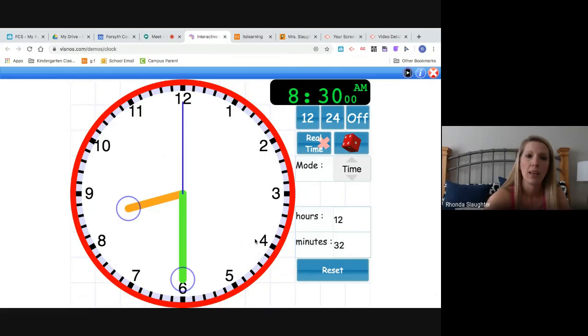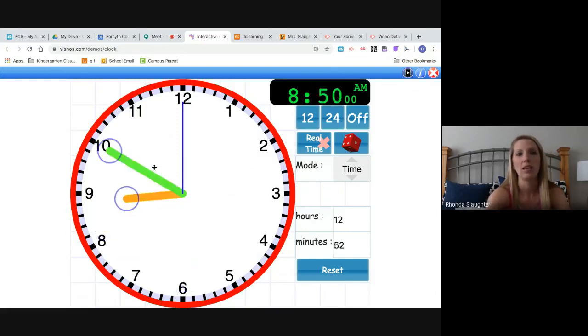So the song says, if you're in the middle, go back. So you always want to go backwards. So I'm in the middle. I need to go back. If I go back, what number am I on? 8. So this is 8:30.